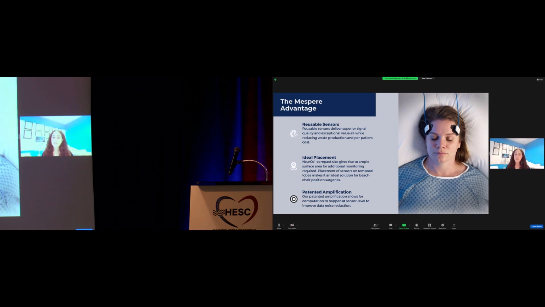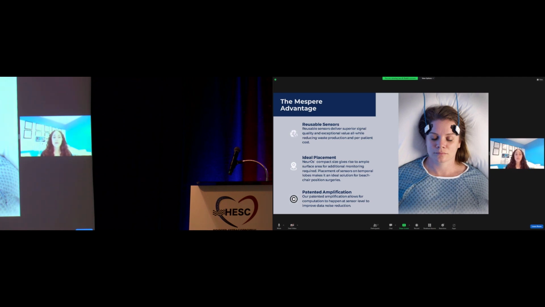And the sensors are honestly a great solution for beach chair position surgeries, since during surgery, the patients are at a 30 to 45% incline, and so the blood flow needs to get monitored to ensure that the patient is receiving adequate oxygen or blood flow to the brain.